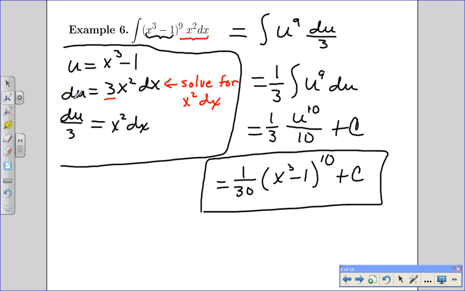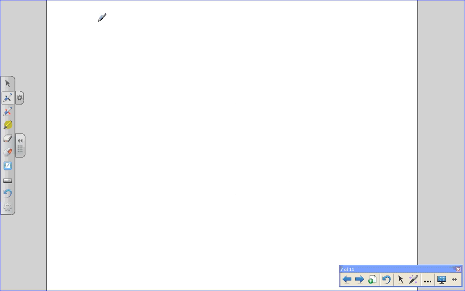You solve your du expression for what you have in your integral. In this case, I had x squared dx, so I solved for x squared dx. Another way to do this problem is the following. If you start off here with x cubed minus 1 to the 9th, what I'm going to do is leave a little space between x cubed minus 1 to the 9th and the x squared dx. And I leave that space because I'm going to try to fix the problem using that space the following way.